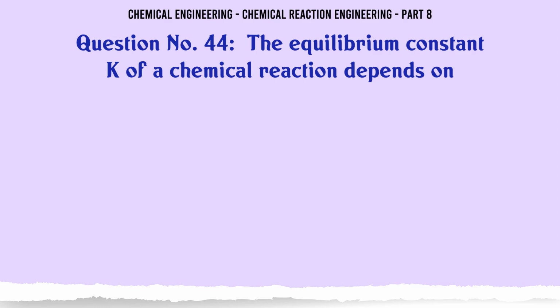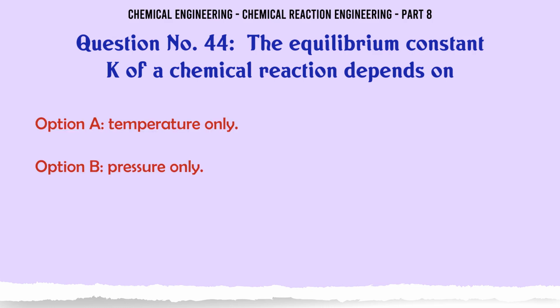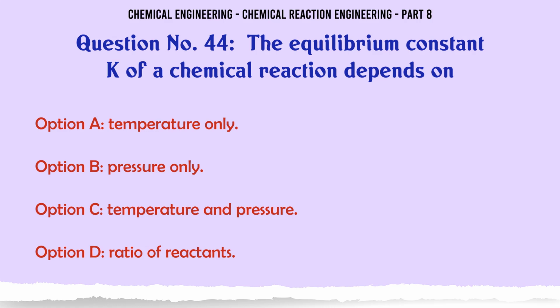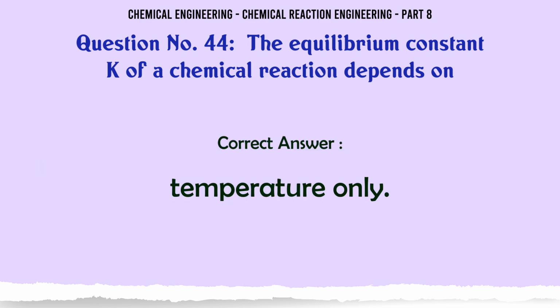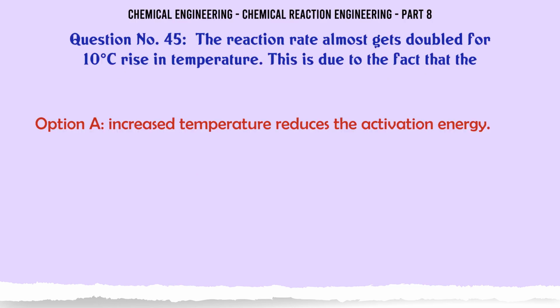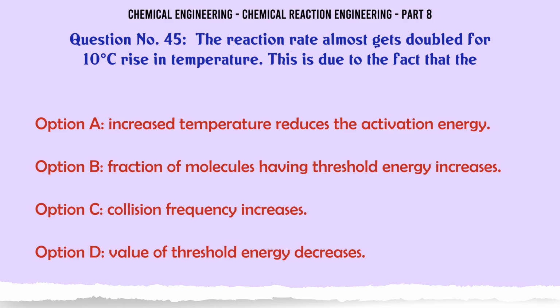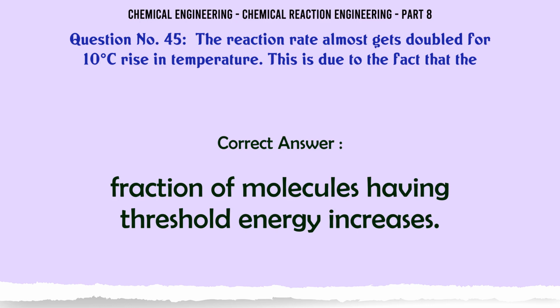The equilibrium constant K of a chemical reaction depends on A. temperature only, B. pressure only, C. temperature and pressure, D. ratio of reactants. The correct answer is temperature only. The reaction rate almost gets doubled for a 10°C rise in temperature. This is due to the fact that the A. increased temperature reduces the activation energy, B. fraction of molecules having threshold energy increases, C. collision frequency increases, D. value of threshold energy decreases. The correct answer is fraction of molecules having threshold energy increases.